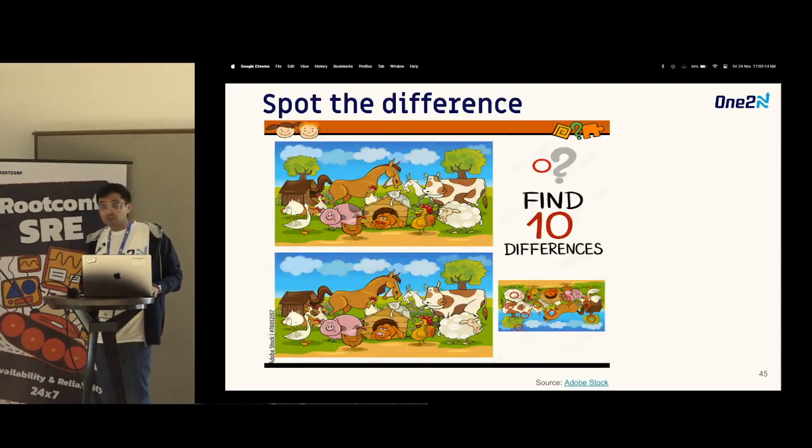These days I play a lot with my 5-year-old. We like the spot the difference thing. And that just makes me wonder that some of these spot the differences are very visible to your naked eye, but some of them you need to put in some effort, the engineering effort, and that is what needs to be done.